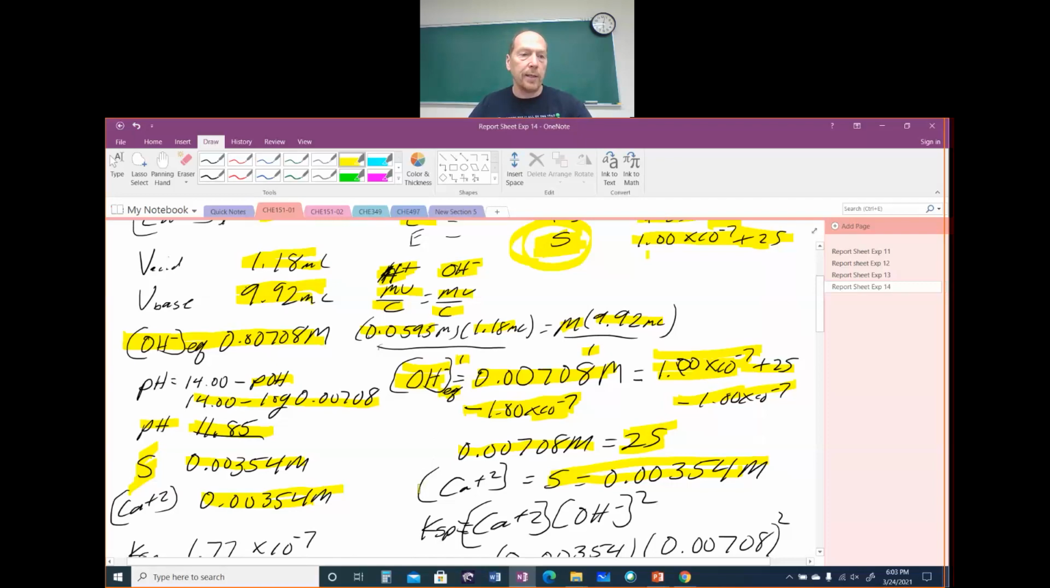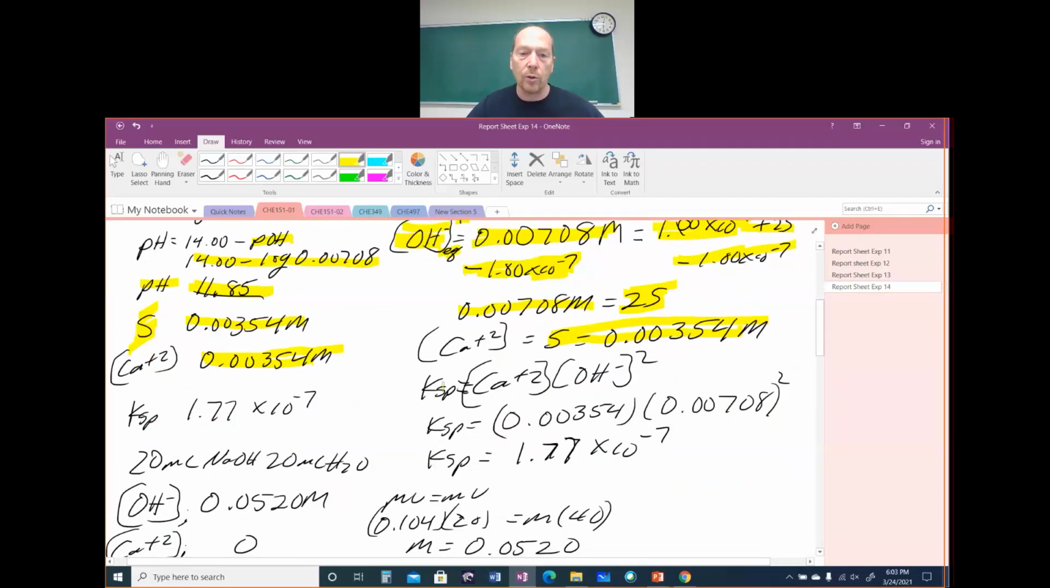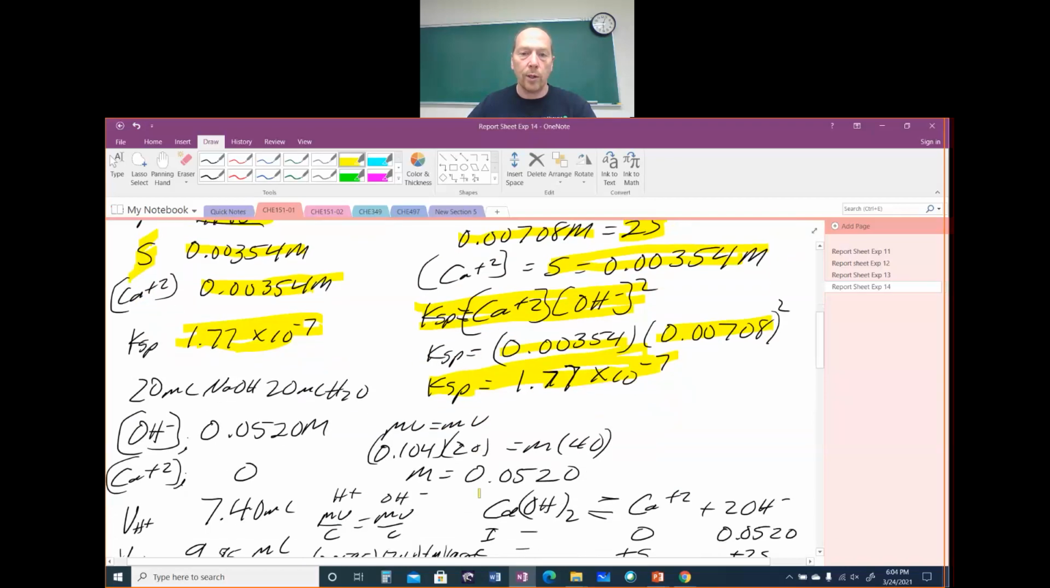And then it asks for the KSP. So you simply have your setup for KSP, concentration of calcium plus 2 times the concentration of OH minus raised to the coefficient of 2. All right, so we have our calcium, 0.00354. We have our OH minus from our titration, 0.00708 squared. And so you get a KSP value of 1.77 times 10 to the minus 7. So there is your KSP value. All right, so that was the one with water.